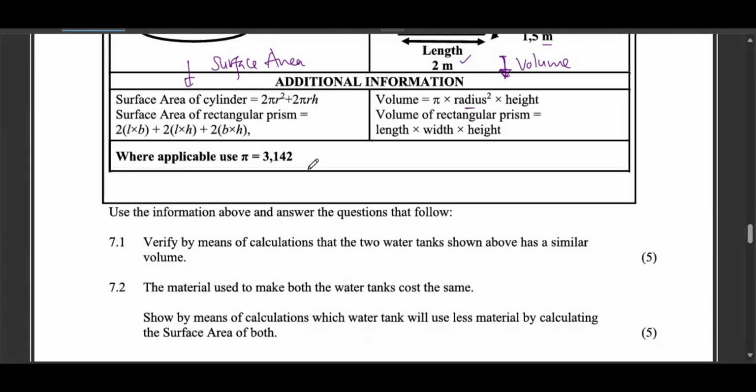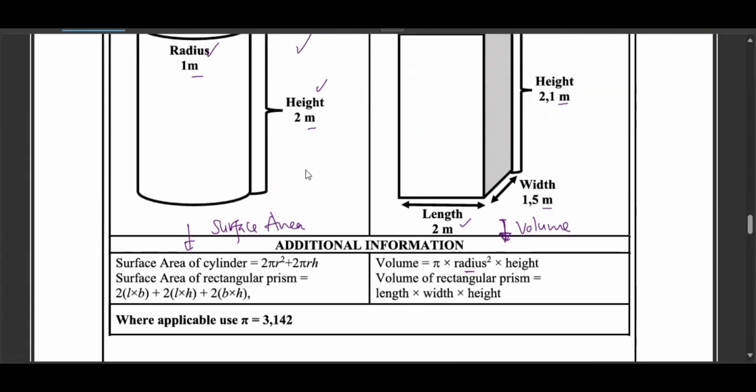That means this has to be a cylinder. Why? I only have the radius here. This side has no radius. So the volume of this, I'll call it volume 1. I will use the first formula. Why? I've seen a radius and it matches well with this side. Then here they specified: volume of a rectangular prism. This is the only one which is rectangular here. It is length times width times height. Okay, let's continue.